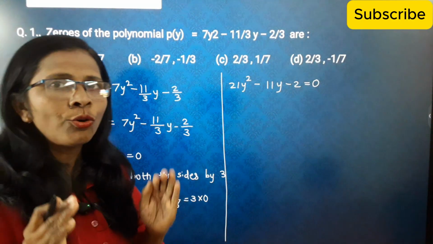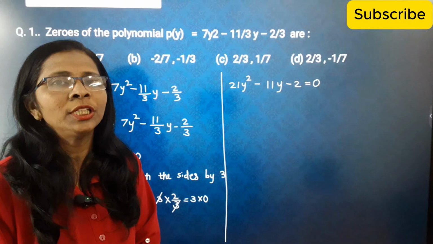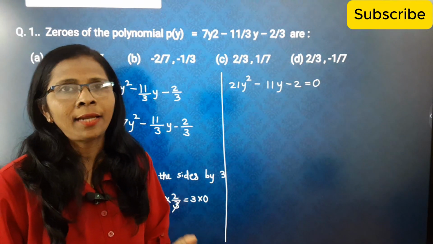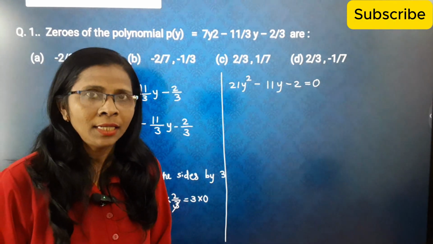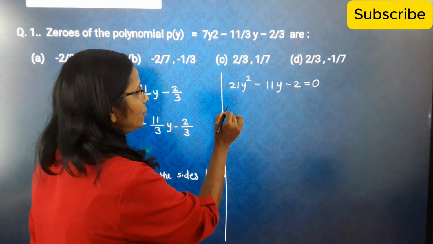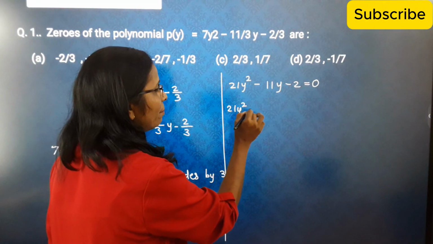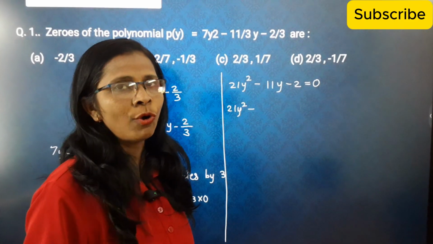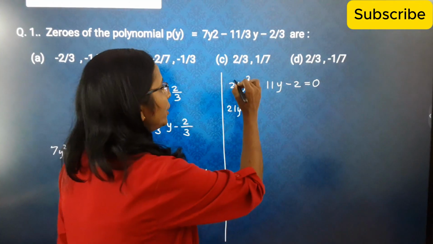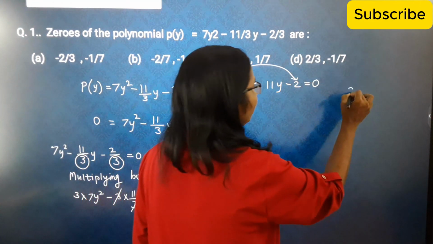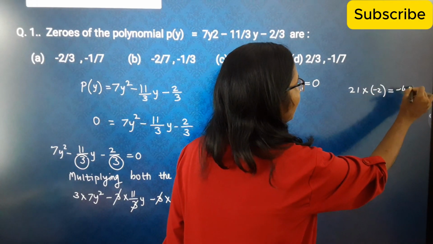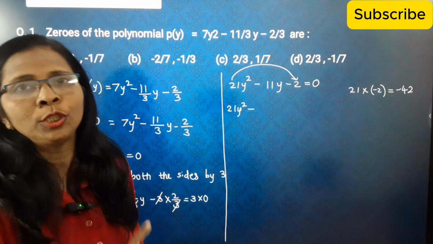Students, this quadratic equation is now in simplified form, and then we can factorize it. With the help of the factorization method, we solve it. So now here 21y square minus 11y minus 2. We want two numbers such that their product will be minus 42, students.